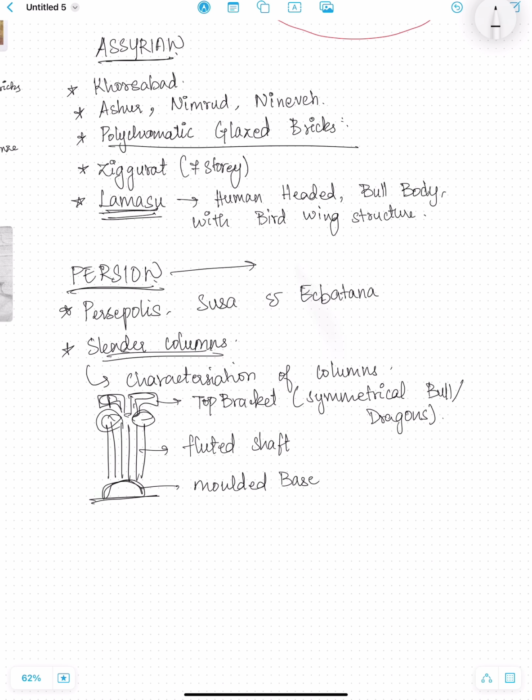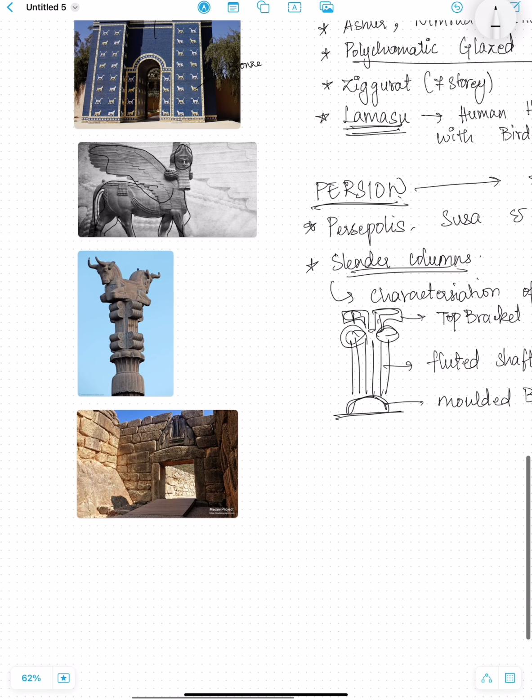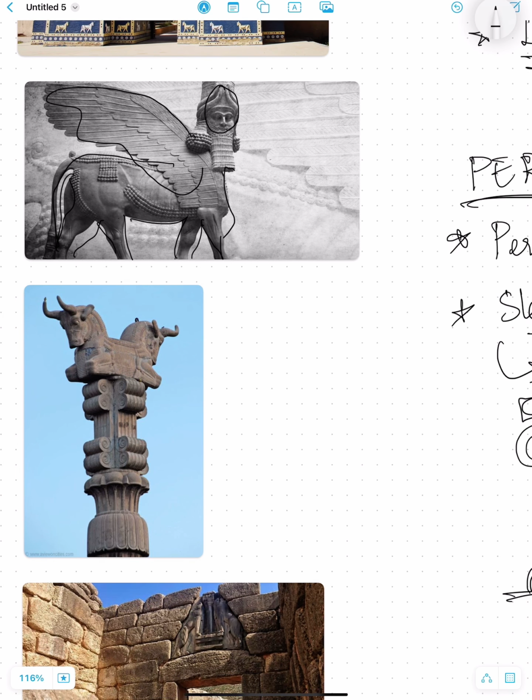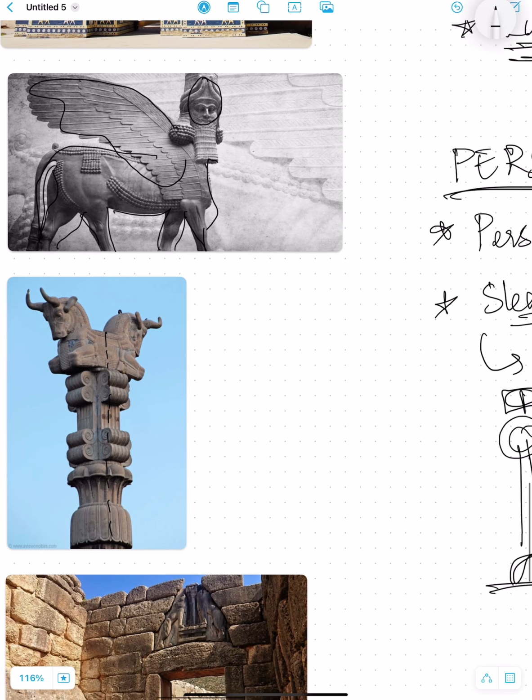The Persians also had a throne hall which had 100 columns in it. And they also had an audience hall called Apadana. See, this is the symmetrical bull or lion top bracket. This is a classic example of Persian columns.